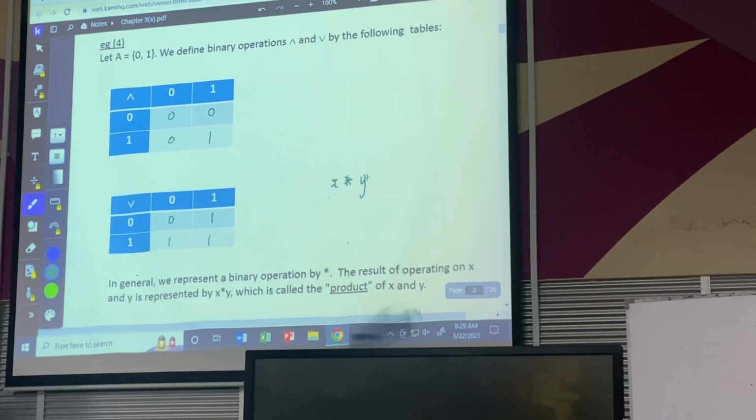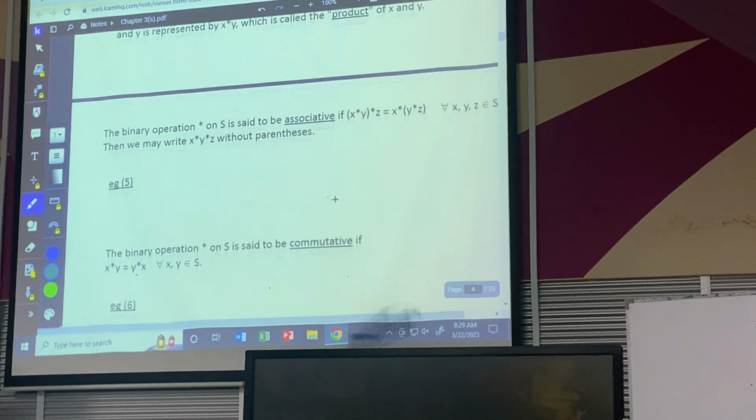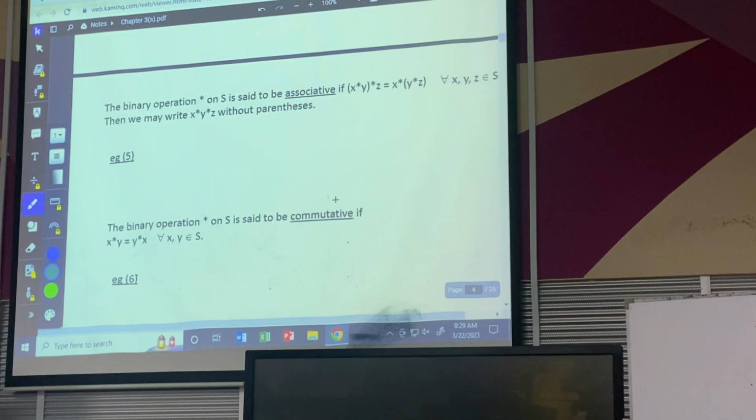Okay? So how do we say this? We can say this is a product of x and y. Or if they give you a and b, then you will say this is the product of a and b. So the operator will be given, the question will give you whether it is plus, minus, union, and, or, intersection, and so on. Whatever operator is given, it will be replaced by this asterisk here. So the asterisk is just a general form.